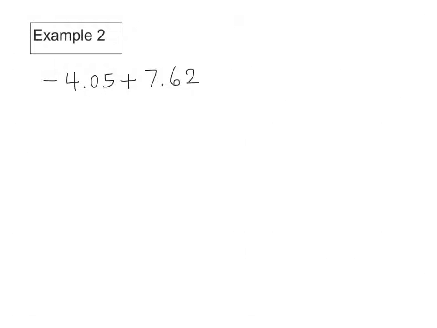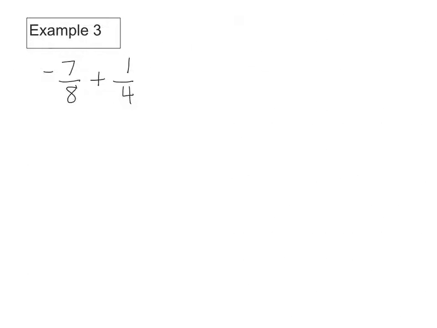When adding decimals, one thing that you can do, when you've got a positive and a negative, is subtract the absolute values. So if I just ignore the signs and subtract, if I go 7.62 minus 4 and 5/100ths, I'm going to get 3 and 57/100ths, and that would be my answer. So I just ignore the signs and then subtract in this case.